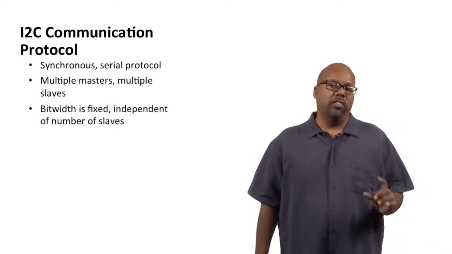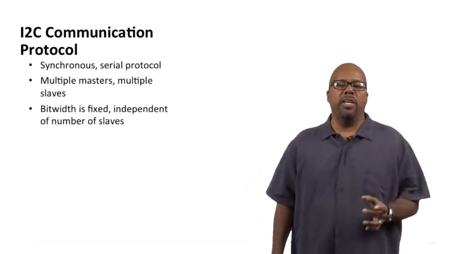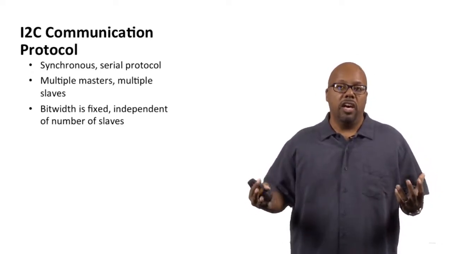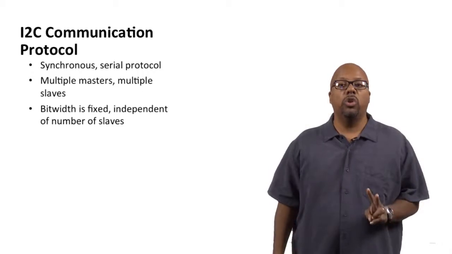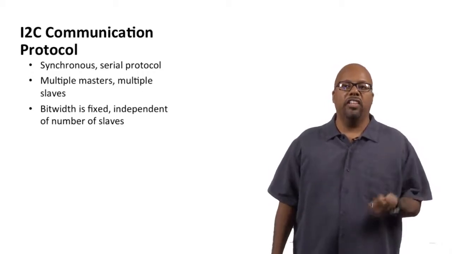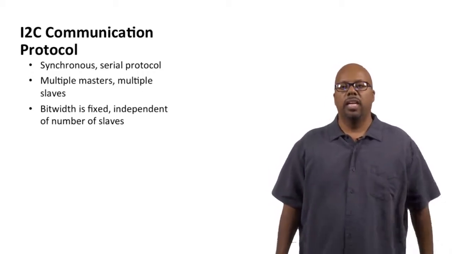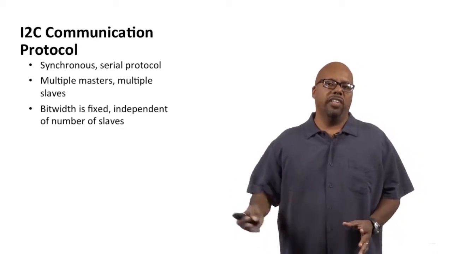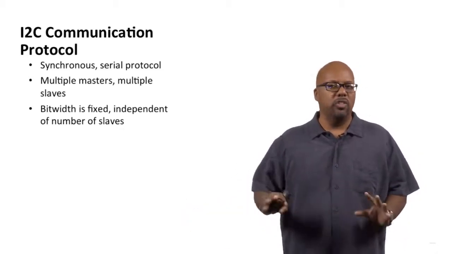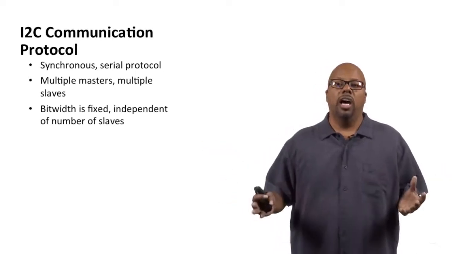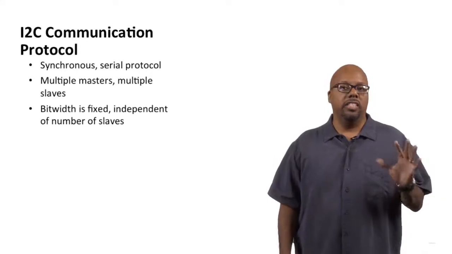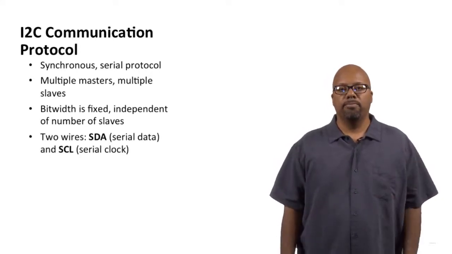Bit width is fixed. When I say bit width is fixed, the number of bits traveling between any number of devices on an I2C bus is fixed. It's always 2. There's the data signal and the clock signal, just 2. And it's independent of the number of slaves. There are other protocols where for every slave you have to add more bits. But with I2C, you can have as many slaves as you want, or up to the limit that they enforce. And it's the same number of bits, 2 bits.